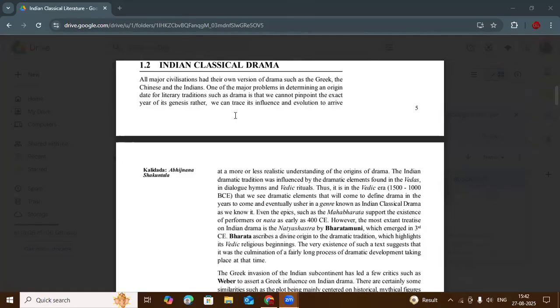Next is Indian classical drama. All major civilizations had their own version. Now, what are the civilizations? We have a great civilization, right?